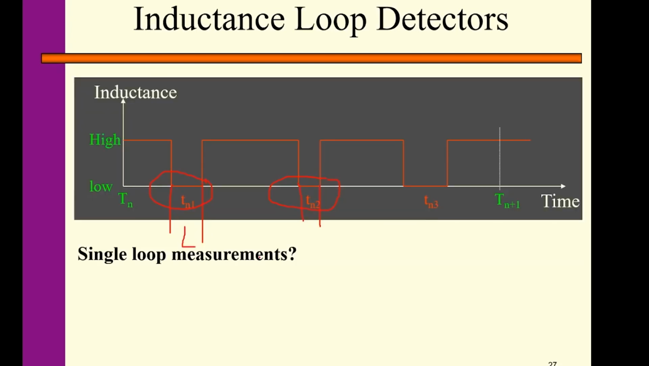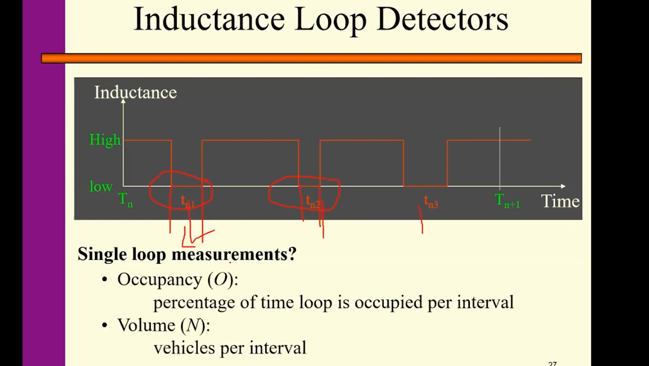Based on this sensor output, we know how many vehicles pass through this sensor. That is the vehicle count, and we can convert it to vehicle volume. So a single loop sensor can provide volume. And another very important measurement we call occupancy. Occupancy is a very important performance measurement we use to quantify traffic performance.